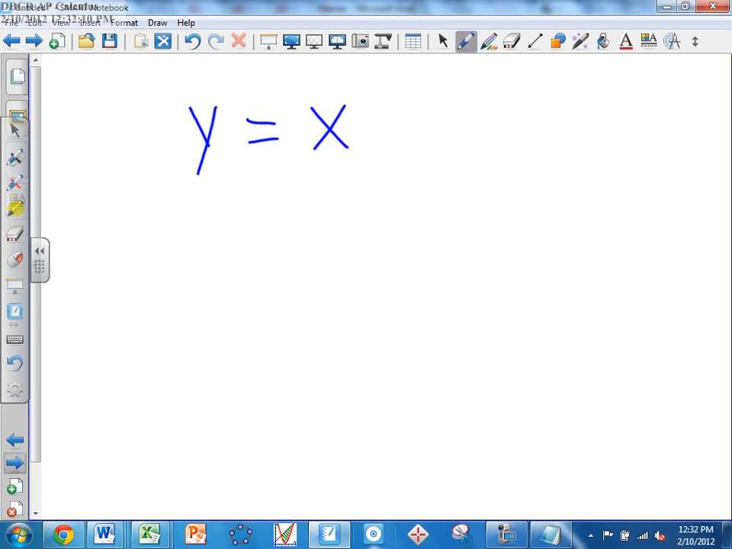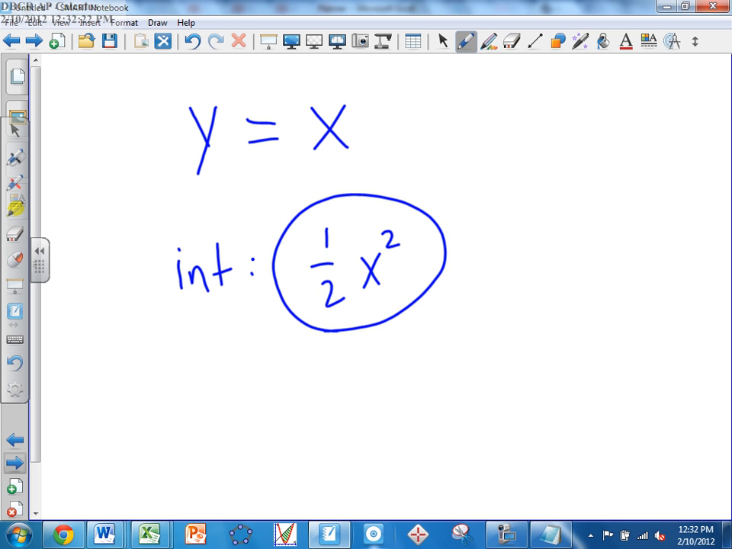Okay. 1 over 2x to the second. Very good. That's what I meant. So the integral of this would be 1/2 x to the second. Remember, how did you get this? If you take the derivative of this function down here, you get back to this.